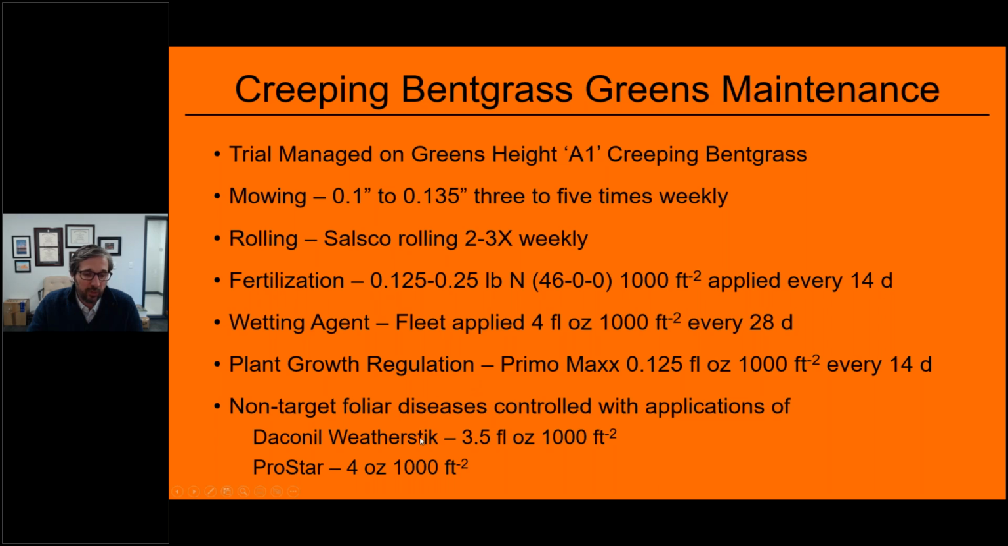And typically we use Daconil or ProStar as a means to control foliar diseases, because in the conditions that we're going to discuss regarding Pythium root rot, we do see a lot of brown patch development. So we use a rotation of these two to hopefully control that brown patch and look solely at Pythium root rot development.